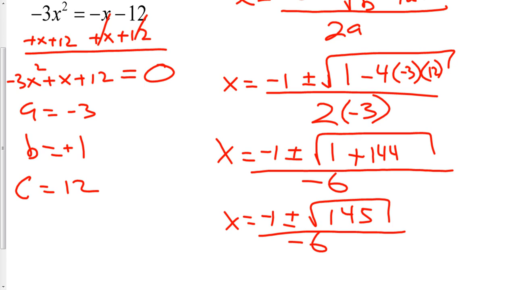And so I want to check to make sure that there aren't any perfect squares that go into 145. And since 25 doesn't go into it, which is a perfect square, and 1 is unusable, this ends up being my answer. I get 2 answers. I have minus 1 plus the square root of 145 divided by negative 6. And I get minus 1 minus the square root of 145 divided by negative 6. So this is my answer.